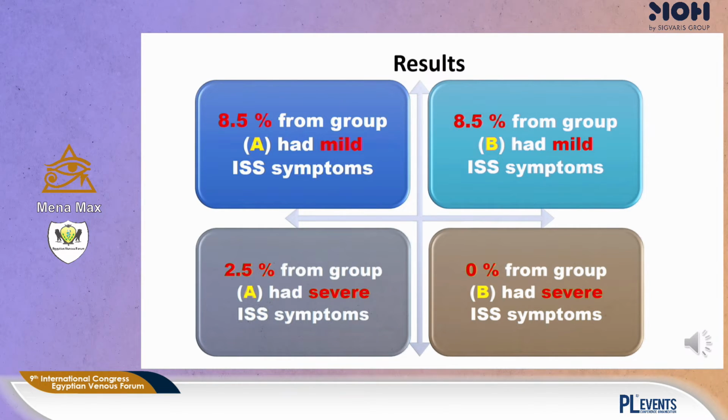These are the final results. 8.5% from group A and the same from group B had mild ischemia. 2.5% from group B had a severe ischemia.